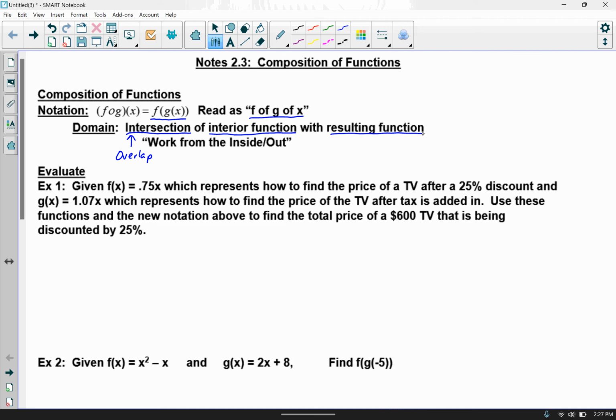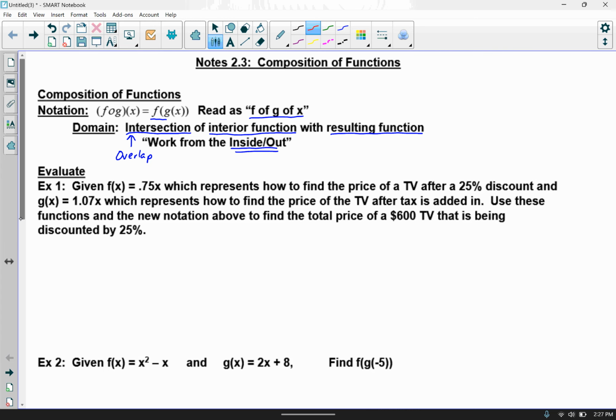With these composition of functions, you're always going to be working from the inside out, meaning I'm working with g of x first, and then whatever answer I get, I'm going to plug that into f. Okay, so that's what I mean by working from the inside out.